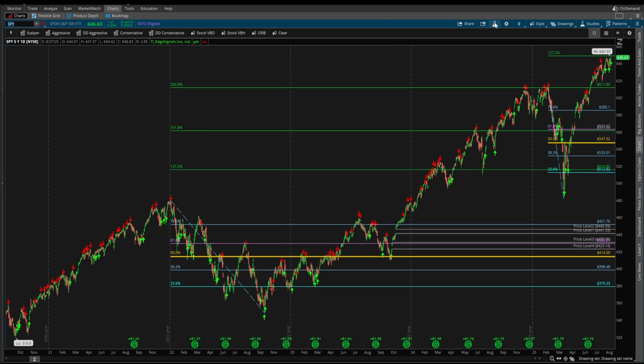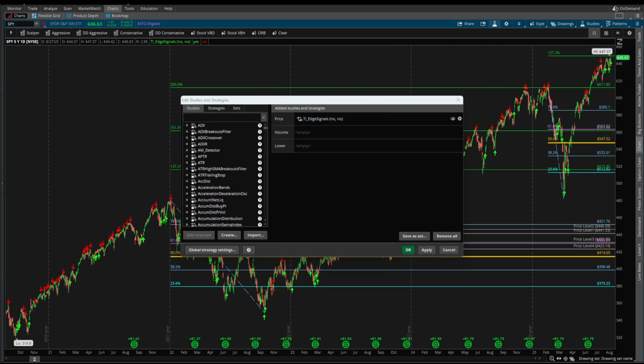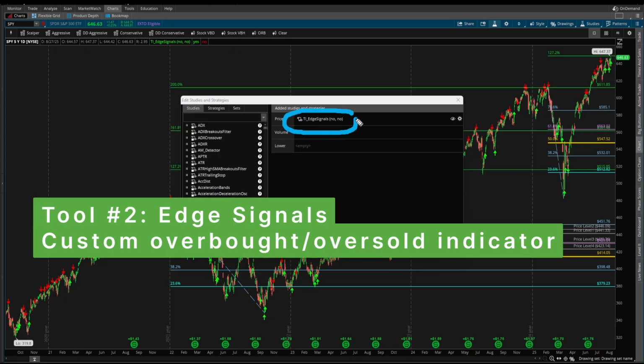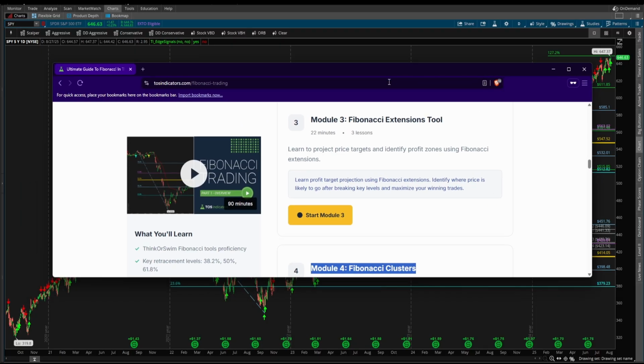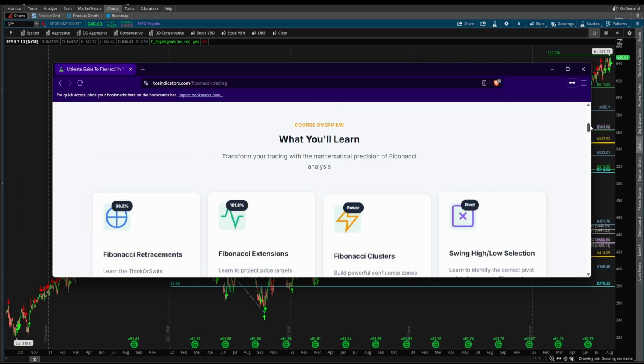After that, we'll take a look at which markets are giving us overbought, oversold confirmations with the edge signals indicator. If we bring together both Fibonacci and the edge signals, I think we'll have a fairly good idea of where price is in relation to its roadmap.